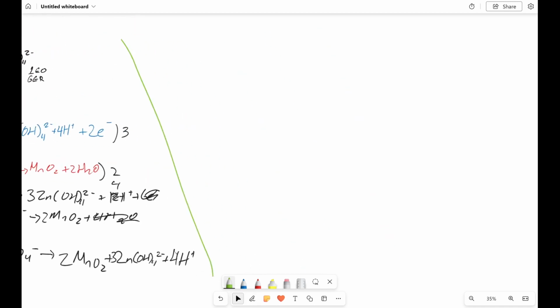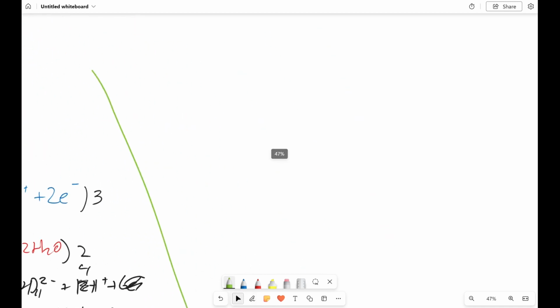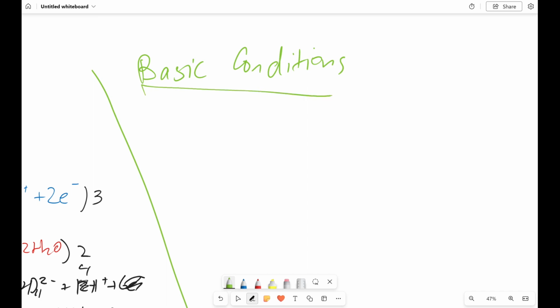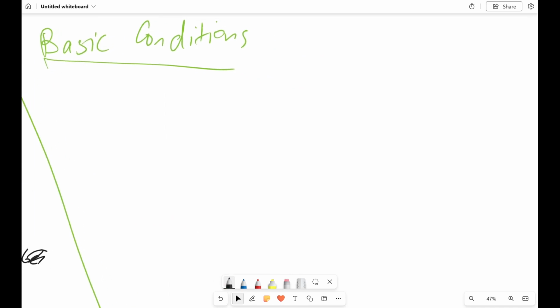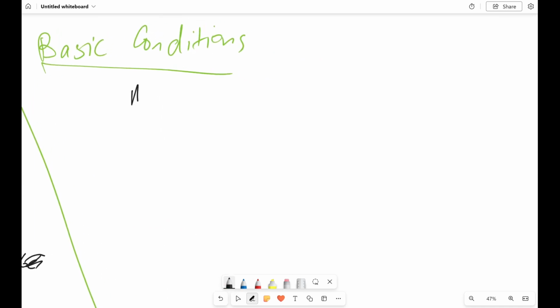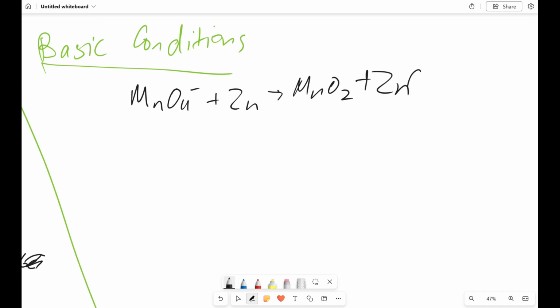Now let's move on to basic conditions. Just for simplicity's sake, so that we can compare what's happening, I'm going to use the same exact equation. So that's going to be MnO4 minus, which I swear to you is manganate, plus zinc. It was MnO2, which I think is permanganate. Might be hypomanganate. I'm not super sure. Sorry about that. I still have my polyatomics to memorize.